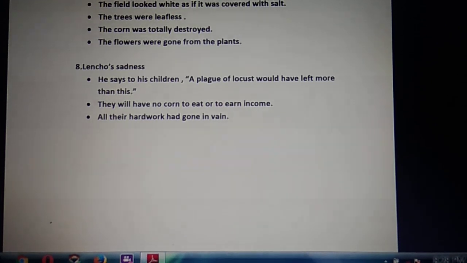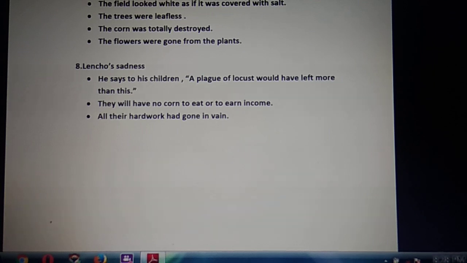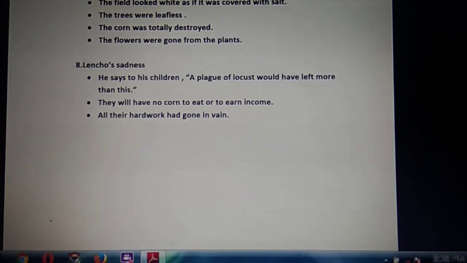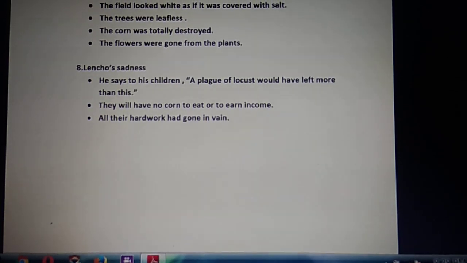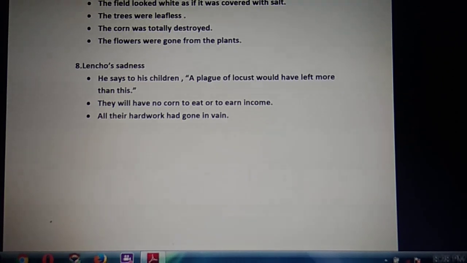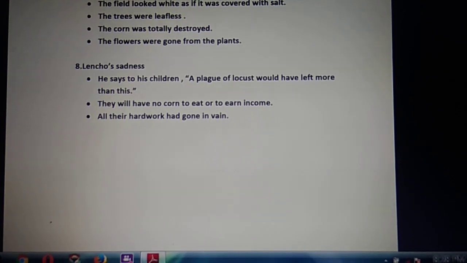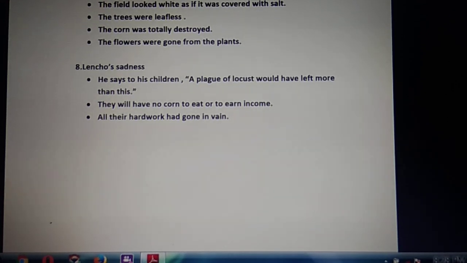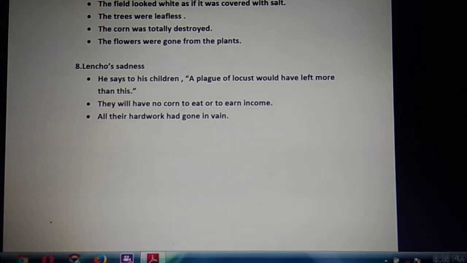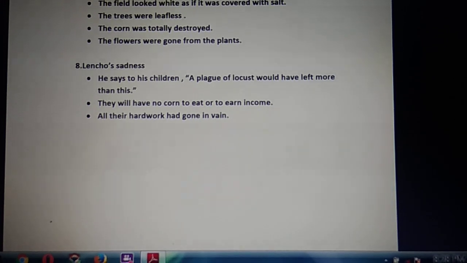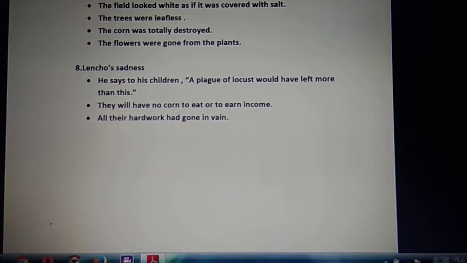Because the fall of hailstones had caused a lot of damage, there was not a single corn left after the fall of hailstones. All the corn was destroyed. But if a plague of locusts had come, then that would not have caused this much destruction. Some corn would have been saved, which would have been good for his family, for their survival.